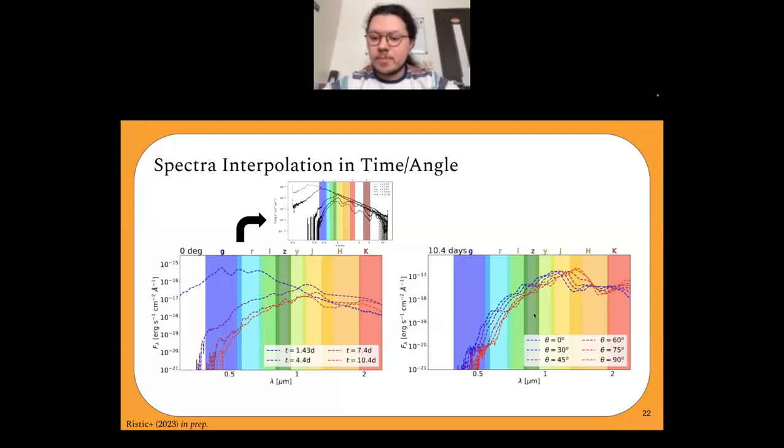Likewise, we can fix the time to 10 days, for example, and see how the spectra change as we vary the viewing angle, starting from the jet axis and looking from a pole-on view to an edge-on view, where 0 degrees is in line with the jet axis, and 90 degrees is in line with the plane of the binary.